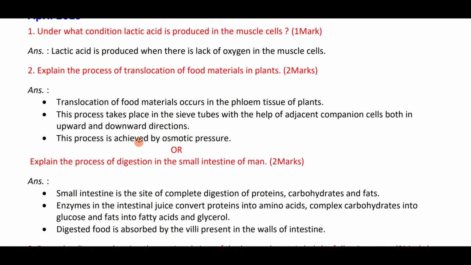Next, explain the process of translocation of food materials in plants. See, what is translocation? Translocation is the process of transport of food materials in the phloem tissue. That is, translocation of food materials occurs in the phloem tissue of plants. The translocation of food takes place in the sieve tubes with the help of adjacent companion cells, both in upward and downward direction. The transport of food in phloem takes place both in upward and downward direction. The process of translocation is achieved by osmotic pressure.